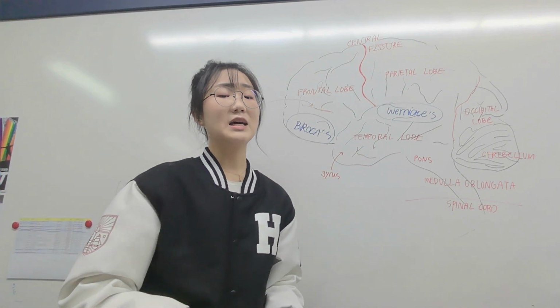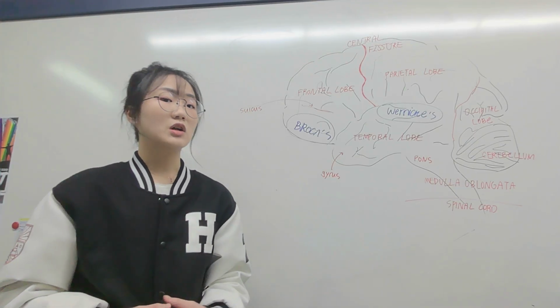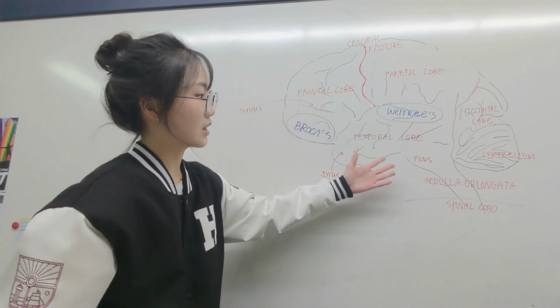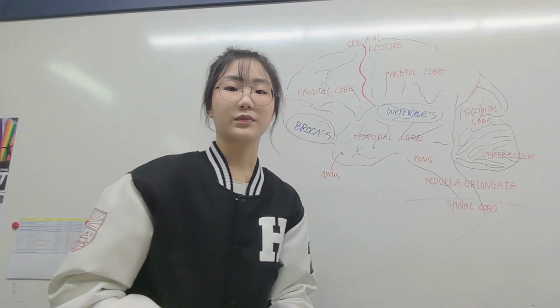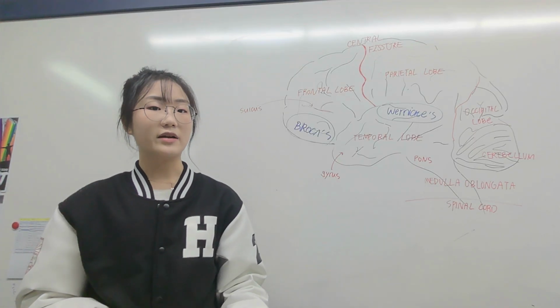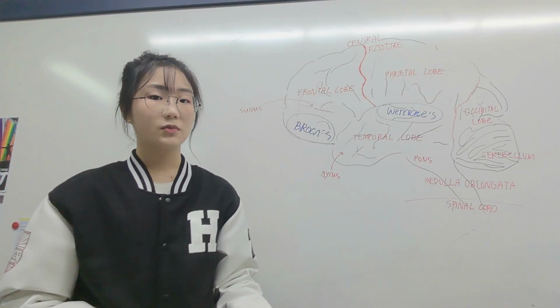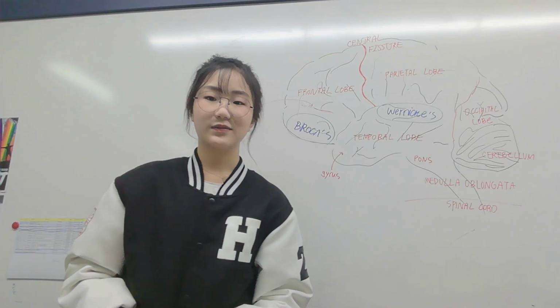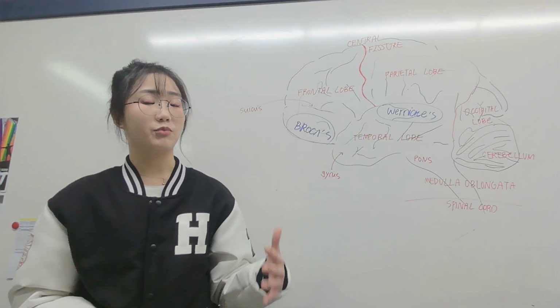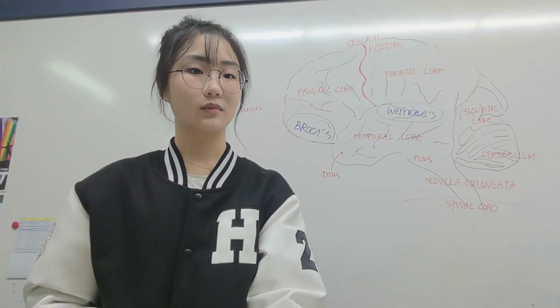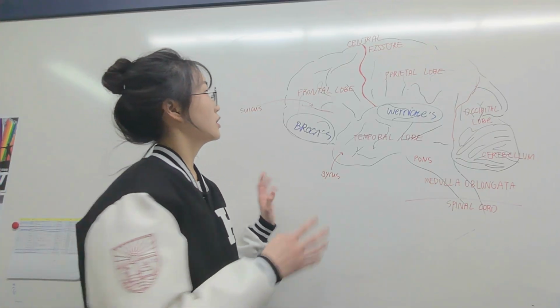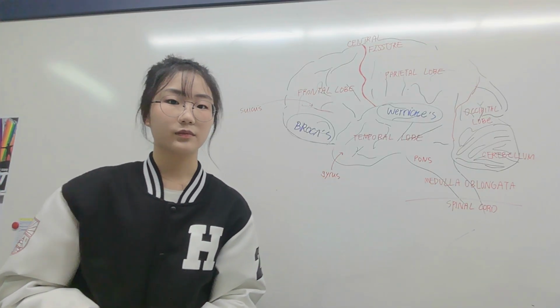The third component is the brainstem, which includes the midbrain, pons, and the medulla oblongata. The brainstem controls vital functions such as breathing, heart rate, and consciousness, acting as a connection between the brain and the spinal cord. Now, let's focus on each lobe of the cerebrum.